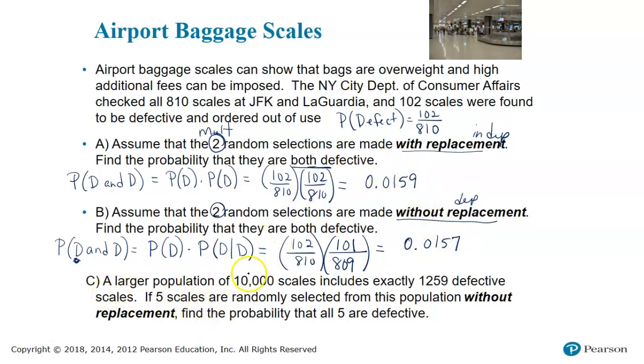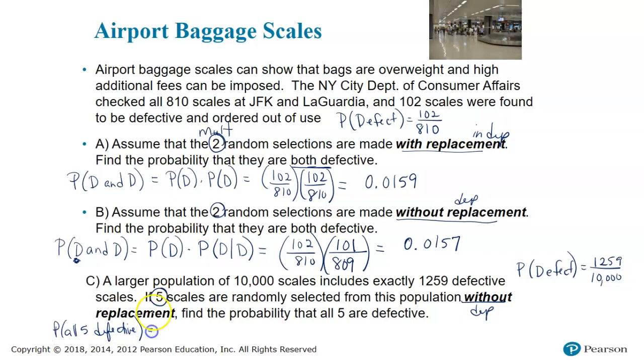Okay, the last one: a larger population of 10,000 scales includes exactly 1,259 defective scales. If 5 scales are randomly selected from this population without replacement, find the probability that all 5 are defective. Okay, so the probability of a defect for this one is going to be 1259 out of 10,000. This one's without replacement, which tells me it's dependent. And it also tells me that I'm going to pick 5 scales, so that's the multiplication rule. So I need the probability that all 5 are defective.